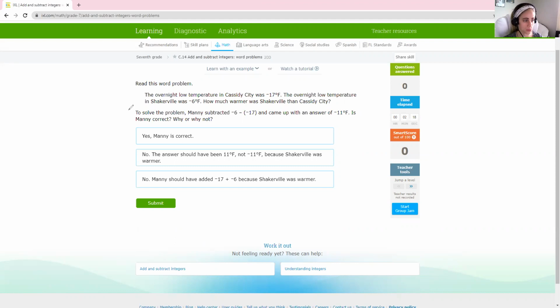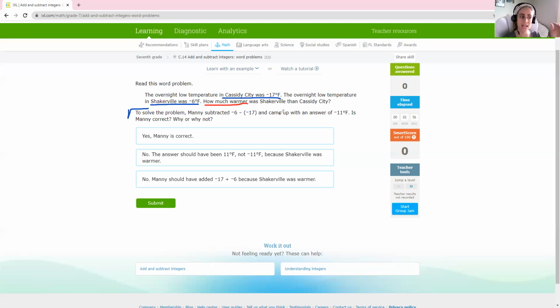Before I even read the rest of this, I am going to reread that word problem and annotate it. I'm going to mark up my text and identify some key information. The overnight low temperature in Cassidy City was negative 17 degrees Fahrenheit. The overnight low temperature in Shakerville was negative 6 degrees Fahrenheit. And our question, what we're looking for here, is how much warmer Shakerville was than Cassidy City. So I want to know how much warmer.